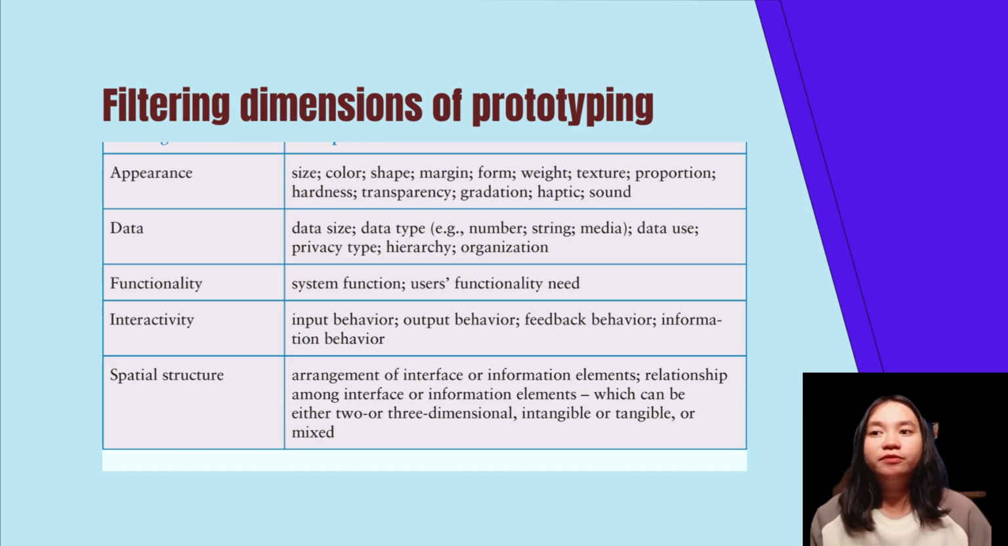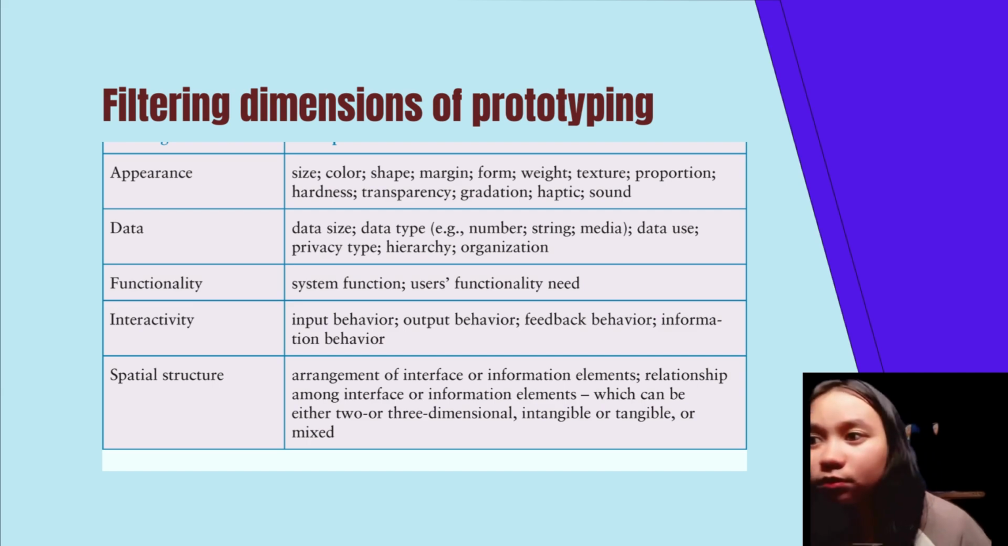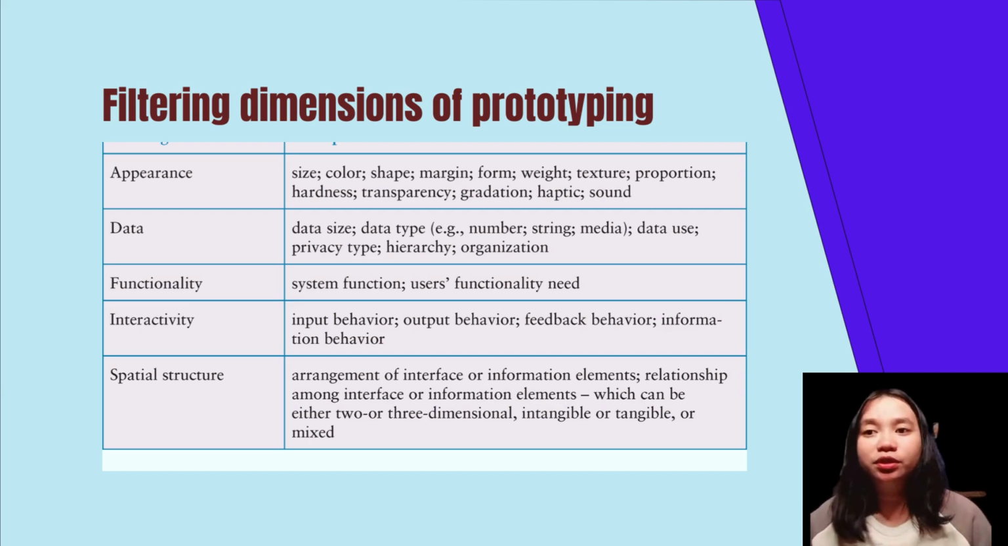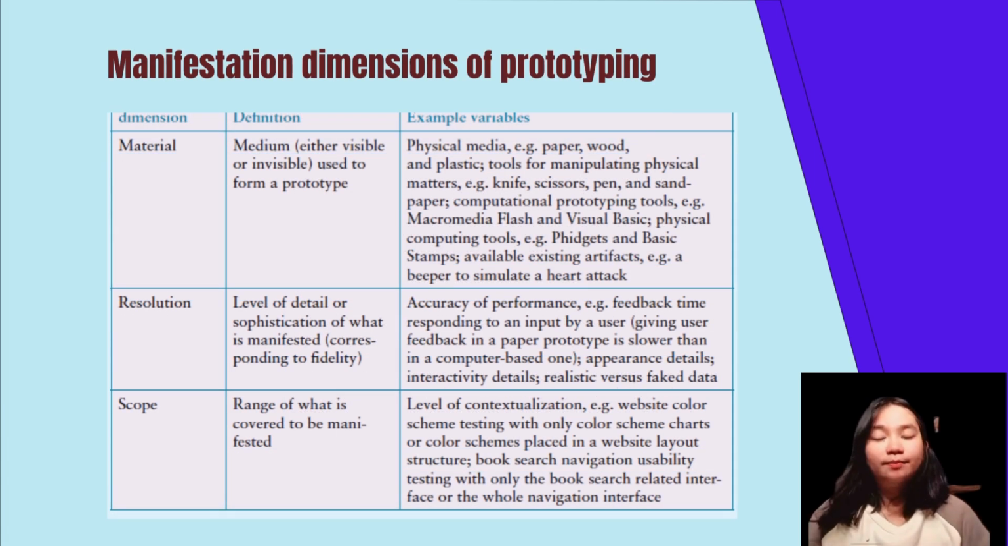Spatial structure: arrangement of interface or information elements, relationship among interface or information elements, which can be either two or three dimensional. Manifestation dimensions of prototyping are intangible or tangible. Material: the definition is the medium, either visible or invisible, used to form a prototype. Examples: physical media and tools for manipulating physical media. Next is resolution, defined as the level of detail or sophistication of what is manifested, corresponding to the fidelity. Examples are accuracy of performance and feedback time in responding to an input by a user.